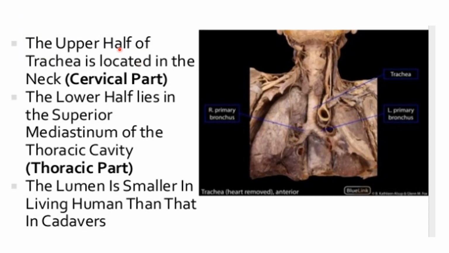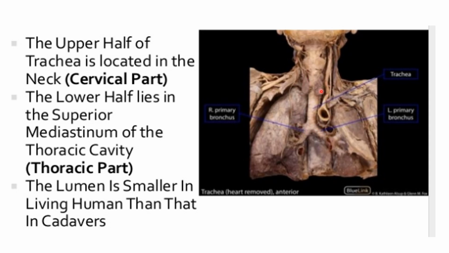Now coming to the parts of the trachea, the trachea has been divided into the cervical part and the thoracic part based on its location. The upper half of the trachea is located in the neck, which is known as the cervical part, as you can see in this picture. The lower half lies in the superior mediastinum of the thoracic cavity, hence it is known as the thoracic part of the trachea.